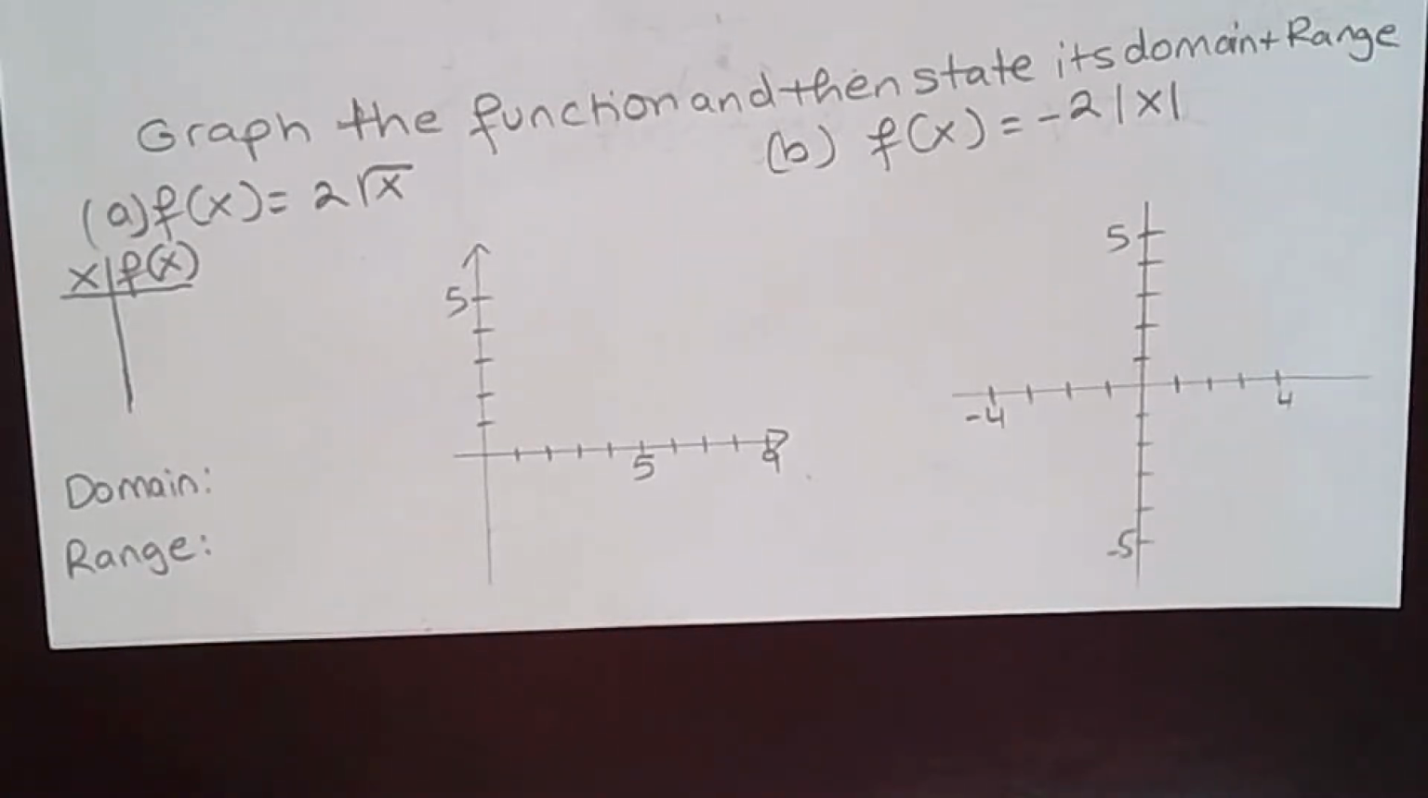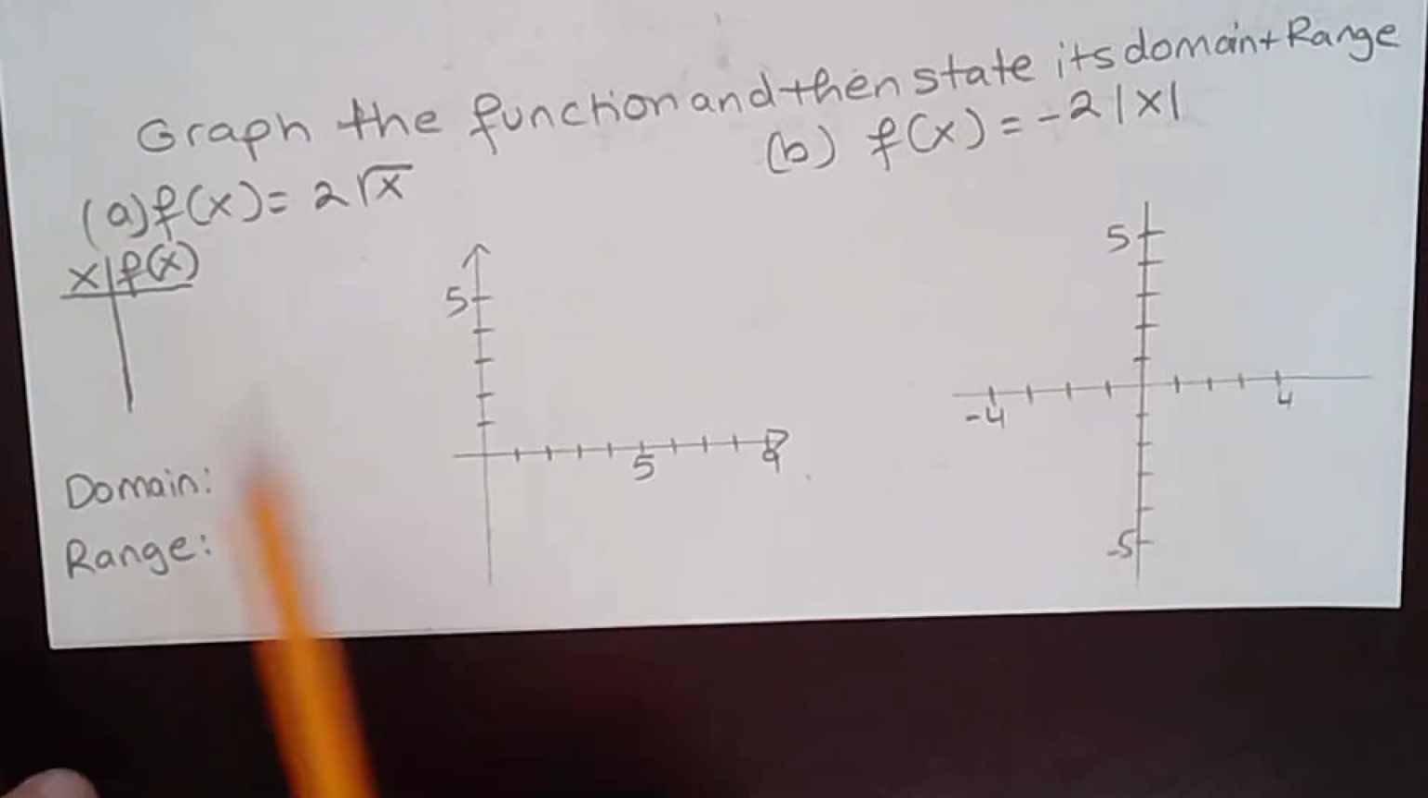Graph the function and then state its domain and range. Part A, f of x is equal to the square root of x. Here, I have a square root function, so let's go ahead and graph it. We need to plot points, so we need to choose points for x.